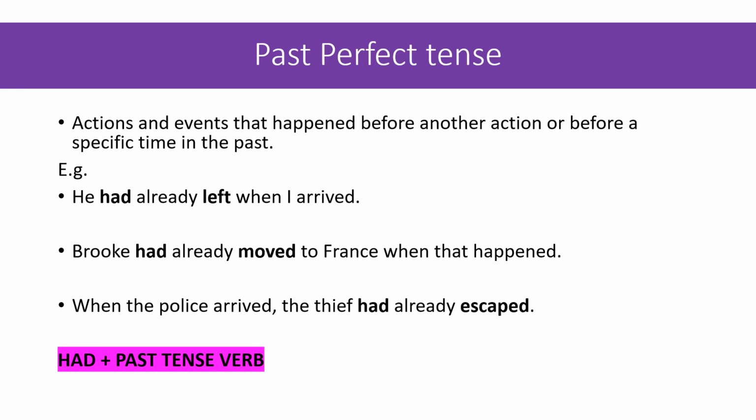Then we have the past perfect tense. So these are actions and events that happened before another action or before a specific time in the past. So he had already left when I arrived. Brooke had already moved to France when that happened. When the police arrived, the thief had already escaped. So a way to remember it is had plus your past tense verb.